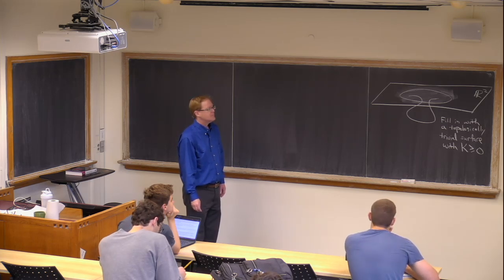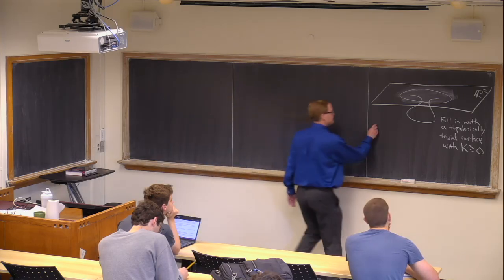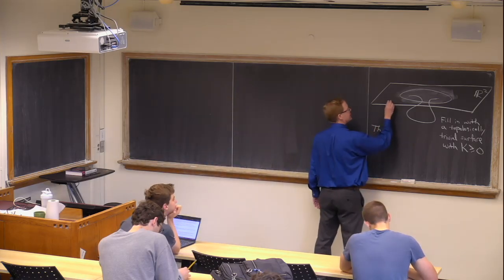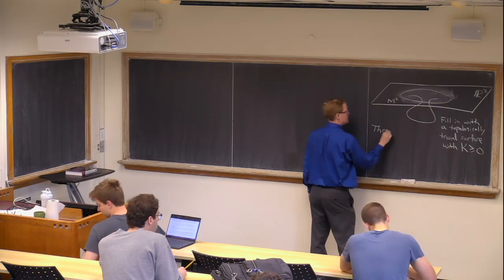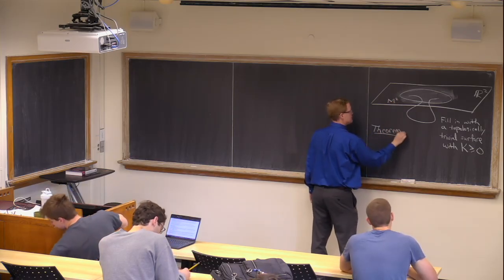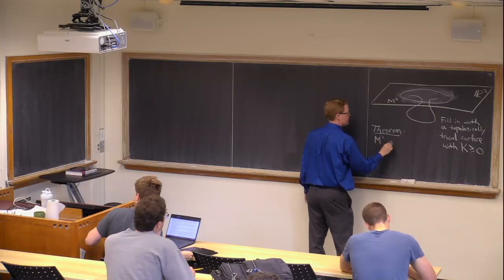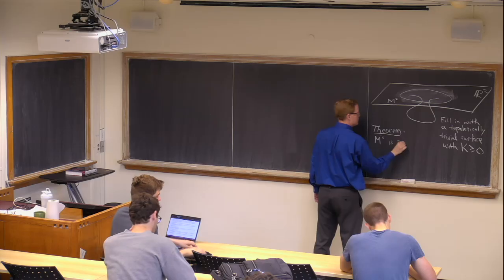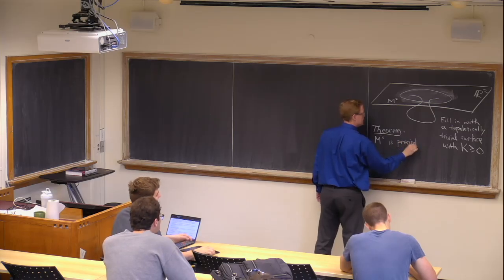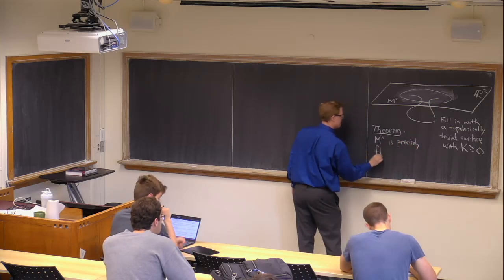Okay. Now here's the theorem. Ready? Theorem. Now then, let's call this surface M. It's a two-dimensional surface M. Theorem: with these hypotheses, M is precisely flat everywhere.